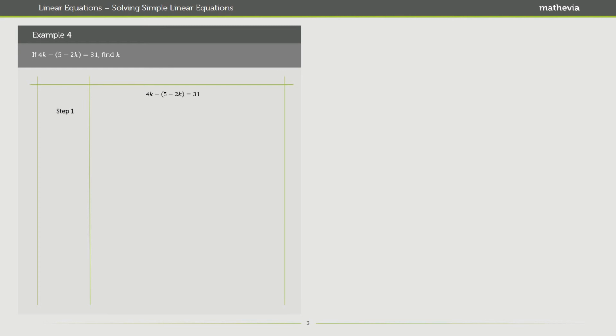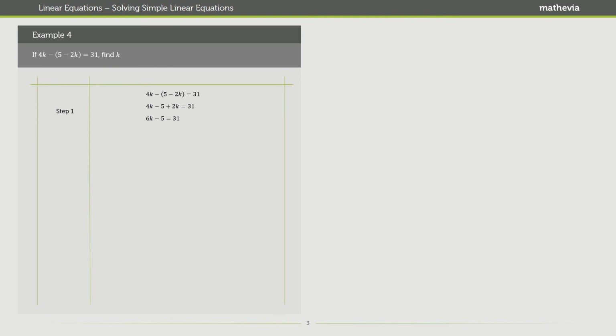So how do we go about doing this? We have 4k minus (5 minus 2k) equals 31. We want to get rid of those brackets, so we have 4k minus 5, and then minus 2k becomes plus 2k, because the minus outside applies to the minus 2k as well. So 4k minus 5 plus 2k equals 31.